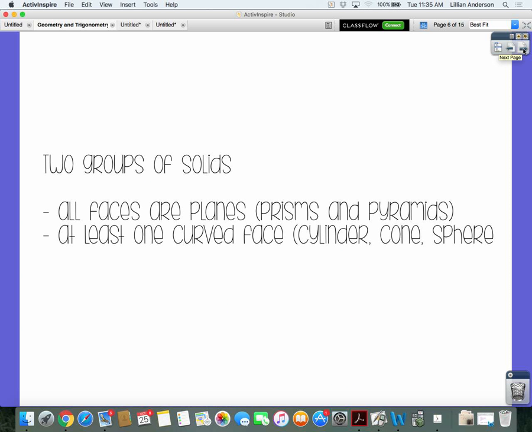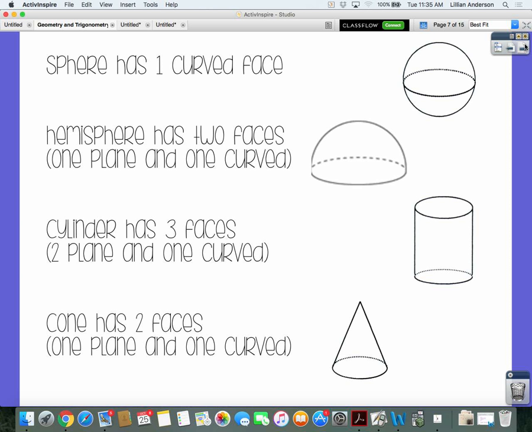All right. So again, you can have two different groups of solids. You can have ones where all their faces are planes. These are your prisms and your pyramids. So basically all of your faces, all of your surfaces are flat. Or you can have the ones that have at least one curved face. Those are your cylinders, your cones, and your spheres, okay? So you can have those two different types of solids, or groups of solids.